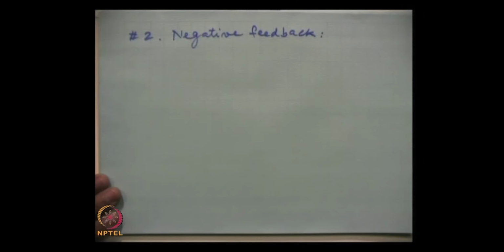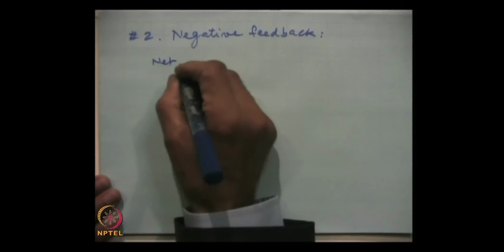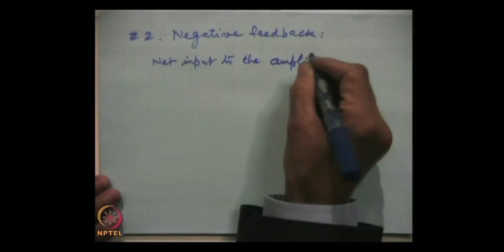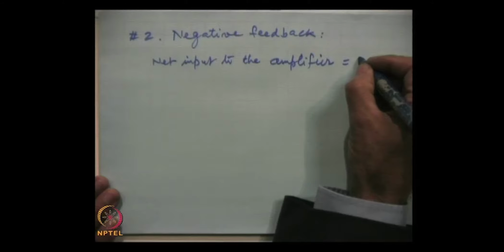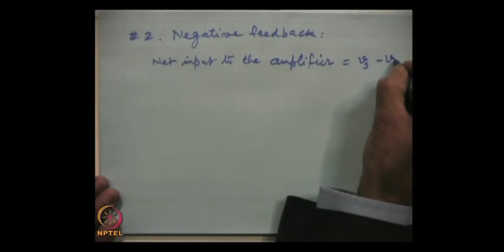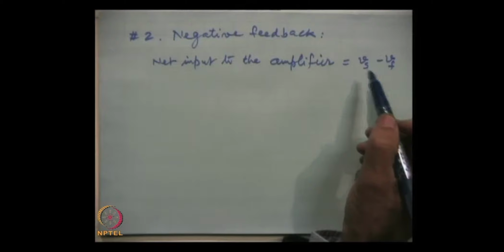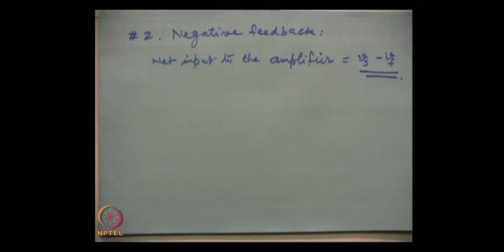In negative feedback, we return the signal which is having phase opposite to the input signal V s. So, the net input to the amplifier is V s minus V f. V f is the return signal and V s is the input signal. So, this is the net input to the amplifier.